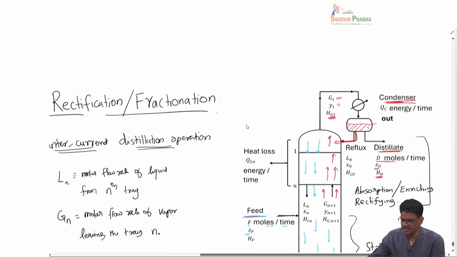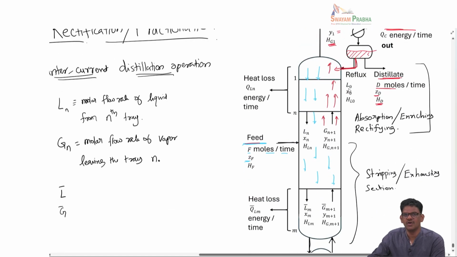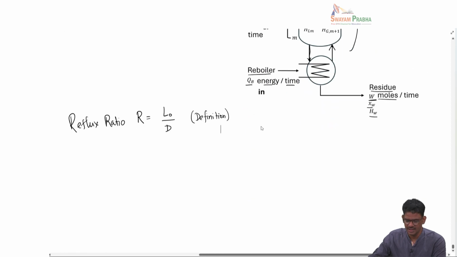L0 is, as I have shown here, the liquid that is sent back to the column, that molar flow rate L0, and distillate is the product that is taken out of the column. This is not coming back to the column; only the reflux is coming back to the column. The reflux ratio is defined as the liquid flow rate sent as reflux divided by the distillate flow rate D. Based on this definition, you can see that if I say L0 is 0, that means I am not sending any liquid back to the column. So this would mean R equal to 0.